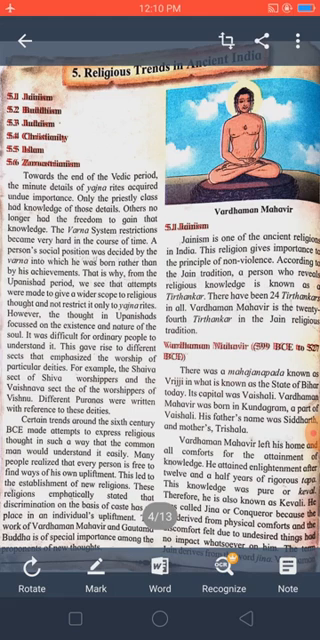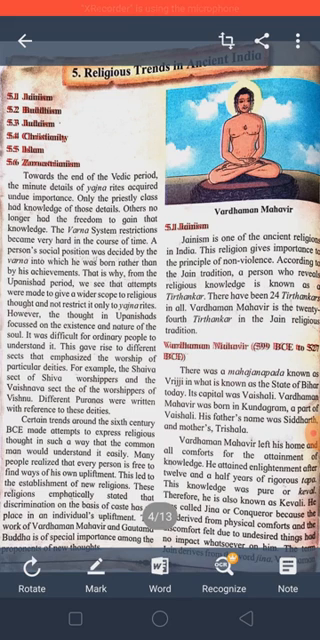Towards the end of the Vedic period, the minute details of the yajna rites acquired importance. Only the priestly class had knowledge of those details. The Varna system became very rigid in the course of time, as a person's social position was decided by the Varna into which he was born rather than by his achievements.